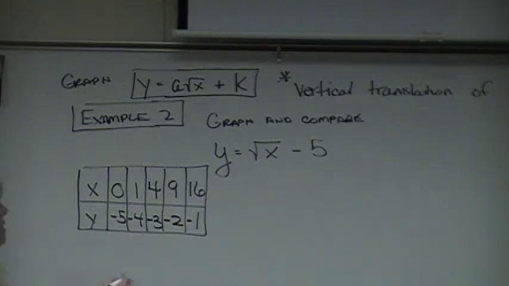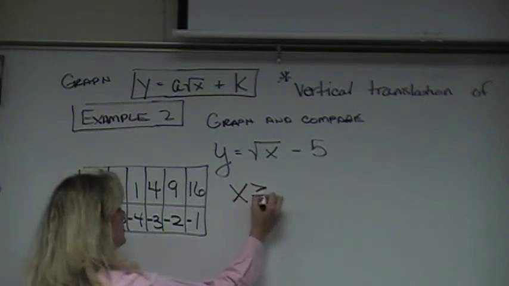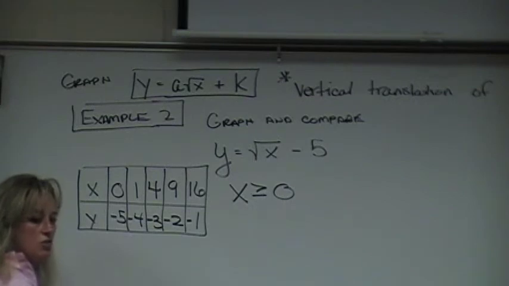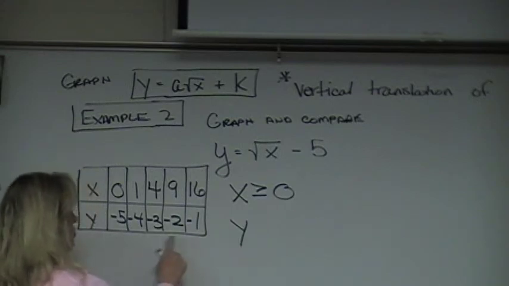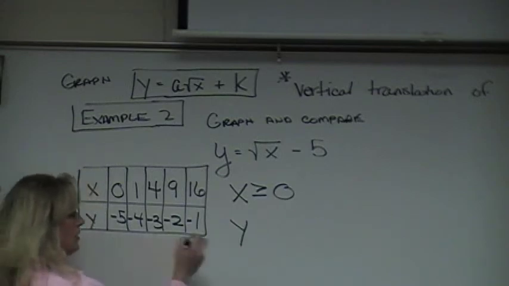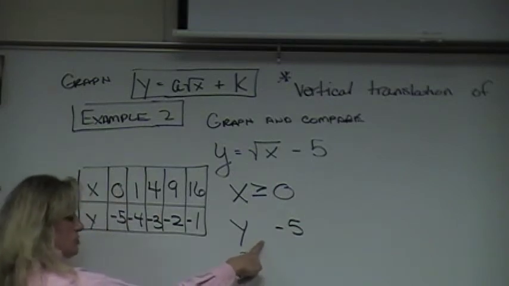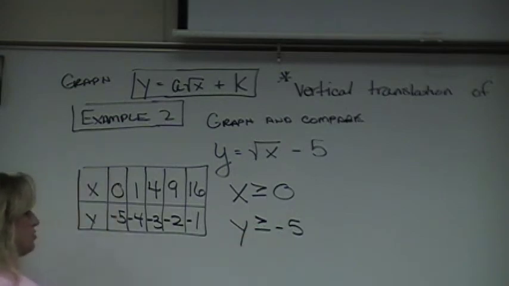Range. What's our domain going to be? X is what? Greater than or equal to what number? 0. Now, so far we've had just a domain of x greater than or equal to 0. Not all the time is that going to be the case, so I want to prepare you for that. All right, what's our range going to be? Y is what? What number do we start with? -5. Put that there, but what inequality do I use? Greater than or equal to or less than or equal to? Greater than or equal to. Good. All right, there's our domain and range. Now I need to graph it and then compare.